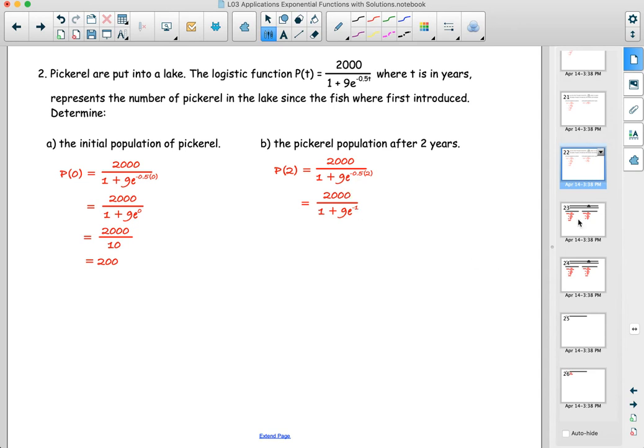And now at some point we're just going to have to punch this into our calculator.